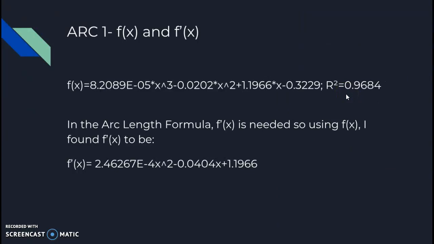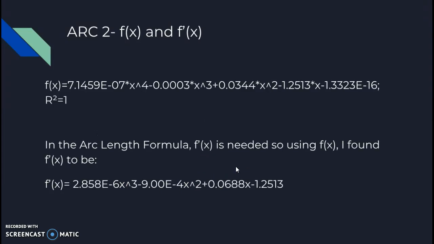And then I found the derivative of f of x for each equation, because in the arc length formula you need the derivative of f of x, not f of x. So using the different f of x's in both of my arcs, I was able to find the derivative of each of them. So for arc 1, I found the derivative to be 2.46267 e to the negative fourth x squared minus 0.0404 x plus 1.1966.